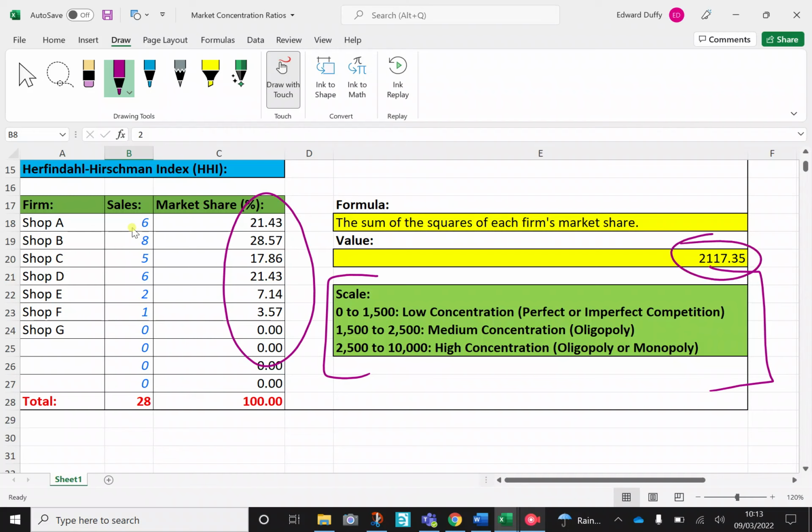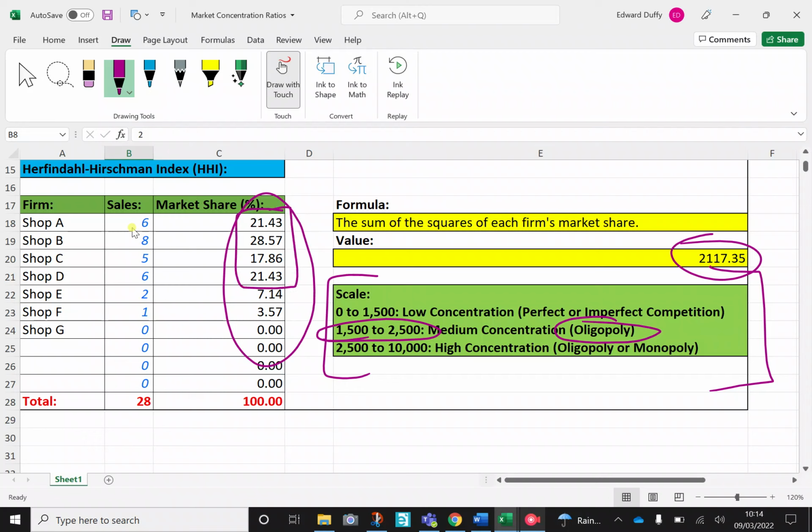But we can still see that the answer here is 2,100, okay? So it's coming in here, in this range. So you might think maybe that's giving us a more accurate measure. It's certainly giving us a backup to our 4 firm ratio. So it's 2,100 odd there, and that's telling us that it's medium concentration, and therefore it's very likely to be oligopoly. So in both instances, the index takes the percentage share of the market.